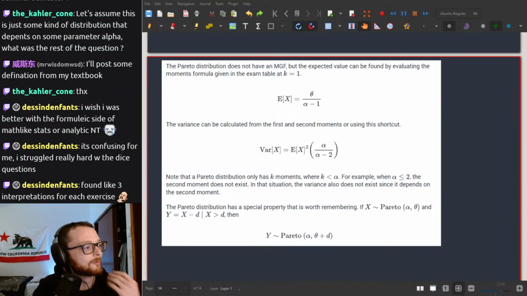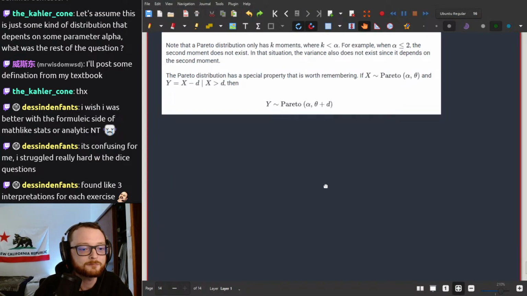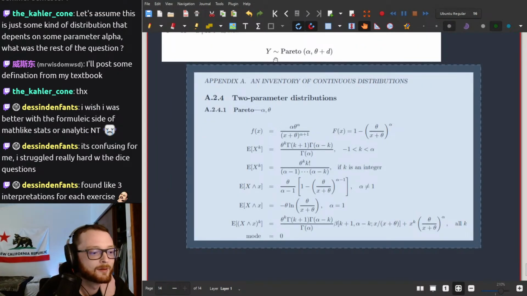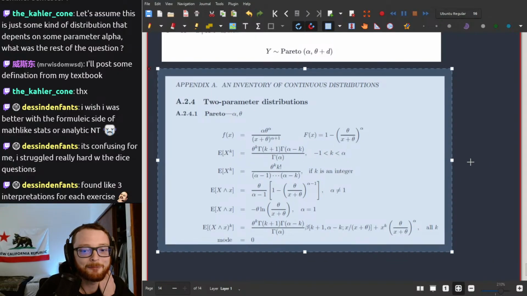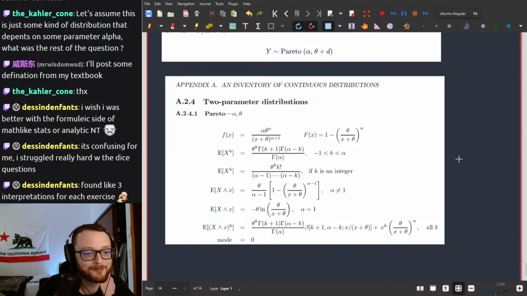Oh, nice. Found like three interpretations for each. Yeah, I really hate that part of it, trying to figure out the wording.